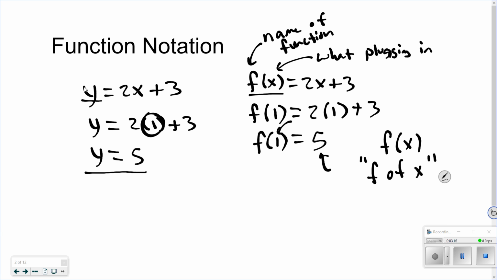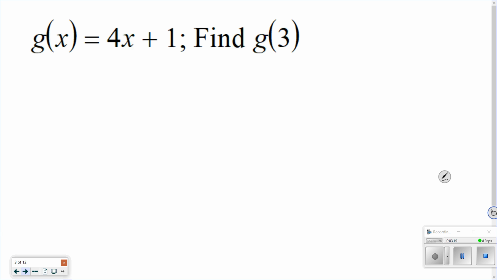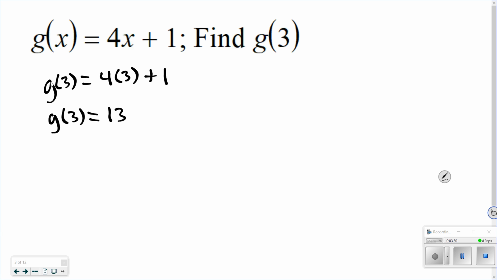So let me show you another example here. If I have g of x equals 4x plus 1, and I want to find g of 3. Okay, all that means, I go g of 3, and I want you to write that down. Make sure you write down the g of 3. So g of 3 is equal to, and all that means is over here on the right side I'm plugging 3 in for x and working that out. So g of 3 is equal to, never do anything with the left side, I'm just working out the right side. 4 times 3 is 12, 12 plus 1 is 13. And there's my answer. So g of 3 is equal to 13.